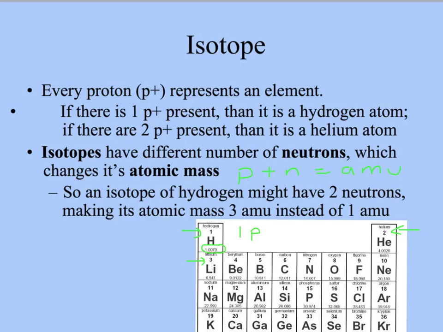An isotope of hydrogen, however, might have 1 proton plus 2 neutrons. That would give us a mass of 3 atomic mass units. That would be an isotope because it has more neutrons, therefore a higher mass.